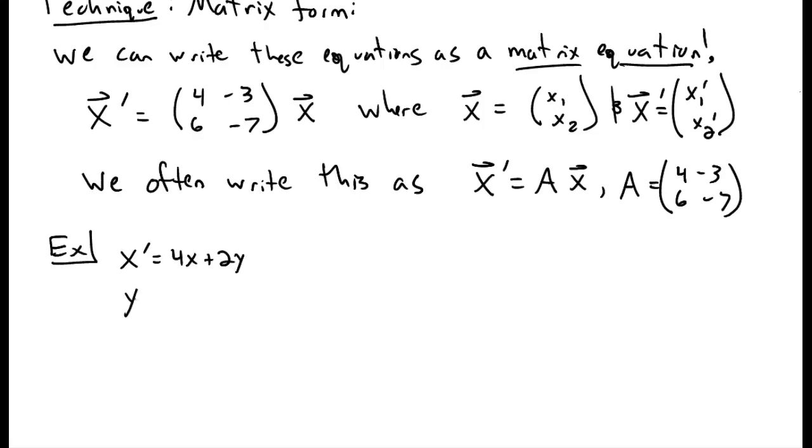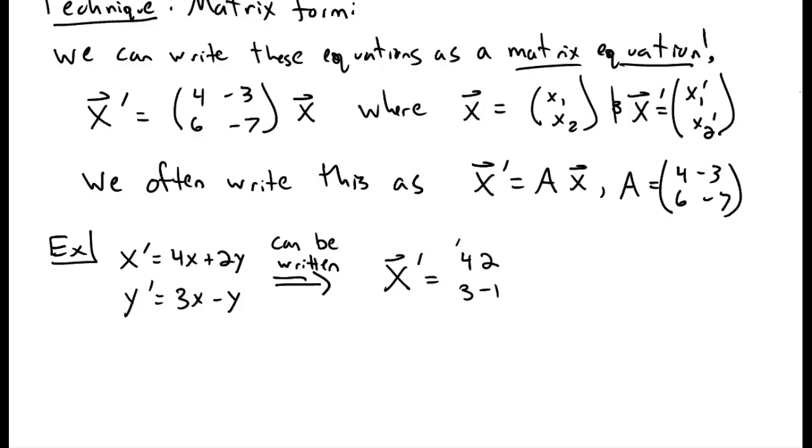Another example of that is x prime is equal to 4x plus 2y, and y prime is 3x minus y. So you can write this in matrix form as x prime is this matrix times x, where now x is the column vector of x and y.